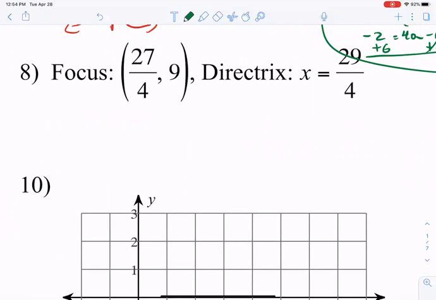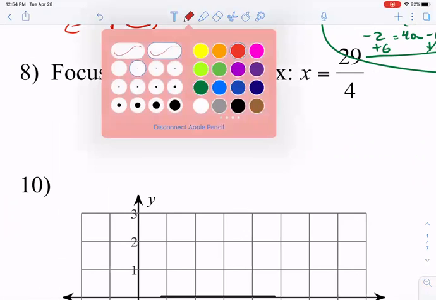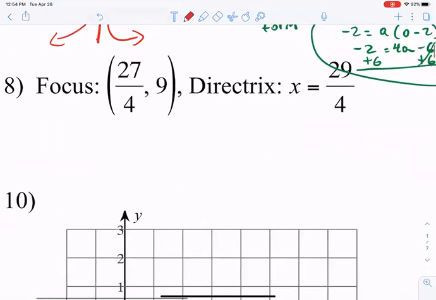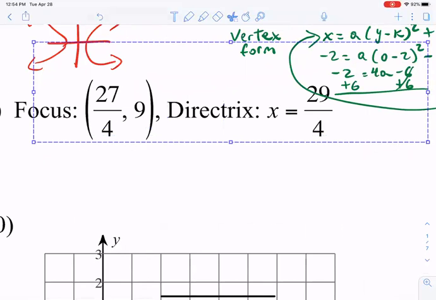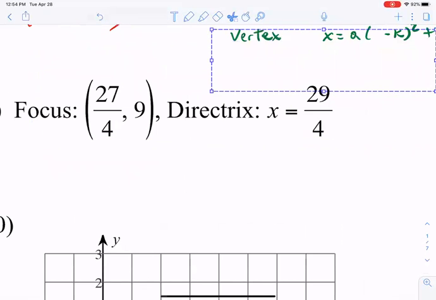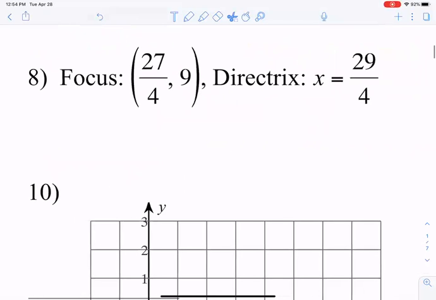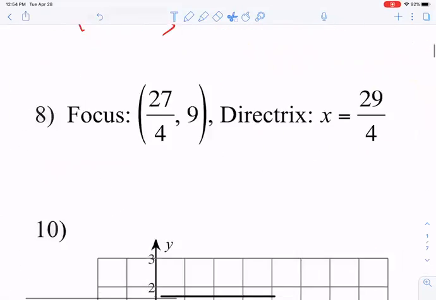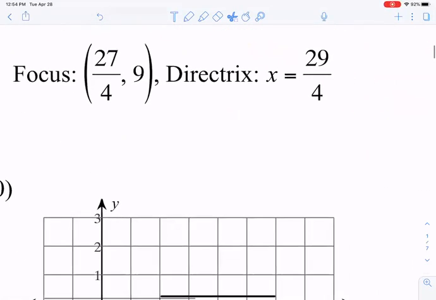So number 8 is this one. Let me erase this really quick so we don't get confused with that stuff on the top. Yeah, number 8. So we have the focus. So they give us important points here, right? So I can use my transformational form right away.